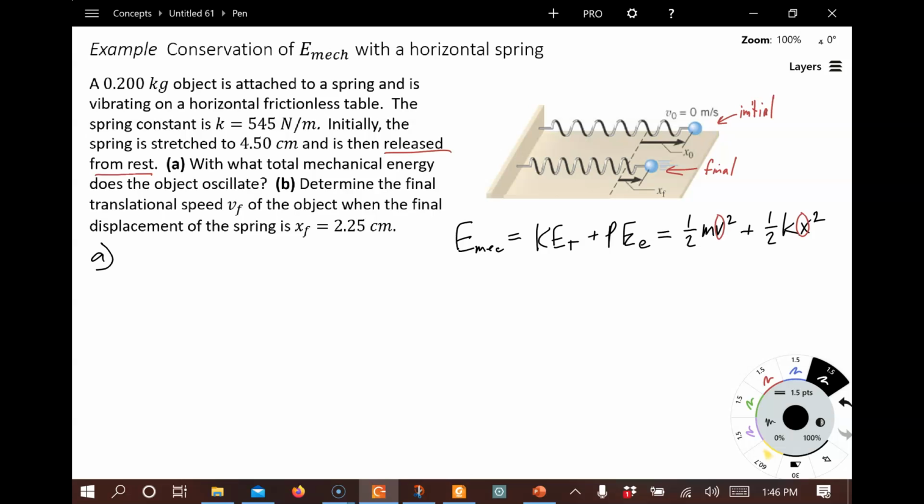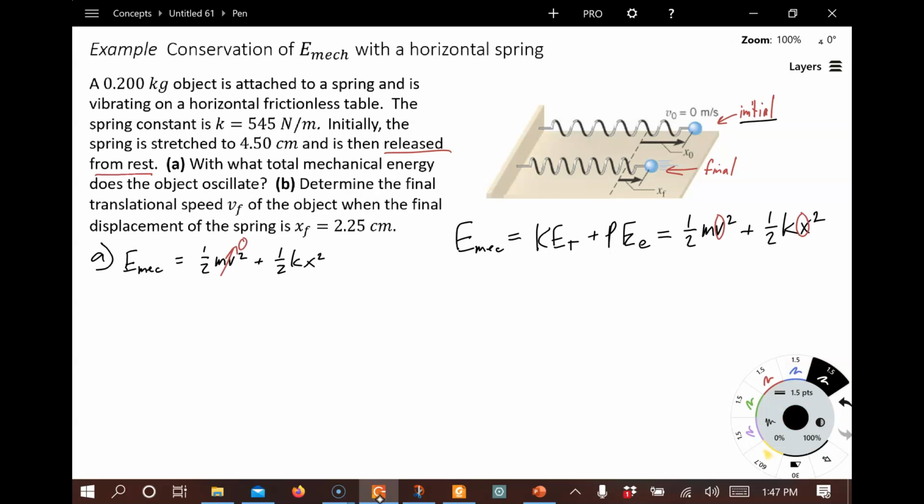So for part A, I want to figure out what is the total mechanical energy. Well, it's conserved. That means at any instant, any point in the oscillation, the total mechanical energy has the same value. So we can pick a convenient point, right? Let's use the good old equation that we just wrote down. E mechanical is equal to 1/2 mv squared plus 1/2 kx squared. And I'm going to choose the initial position that we outlined here, right at the top, as the point that I want to evaluate and solve for the mechanical energy. And that's because if we look at it, the speed there is 0. So that whole term's gone.